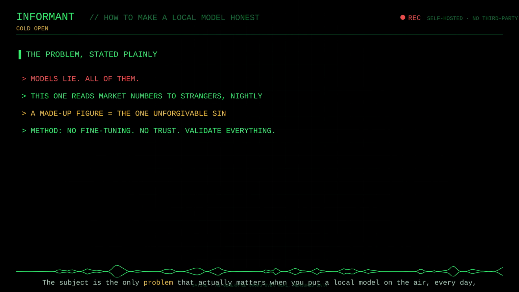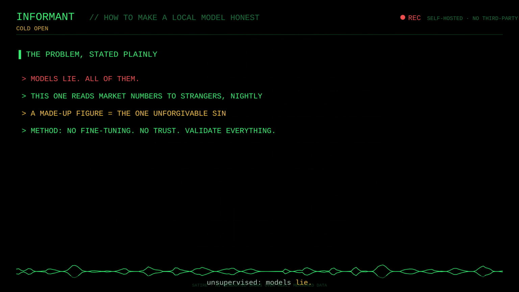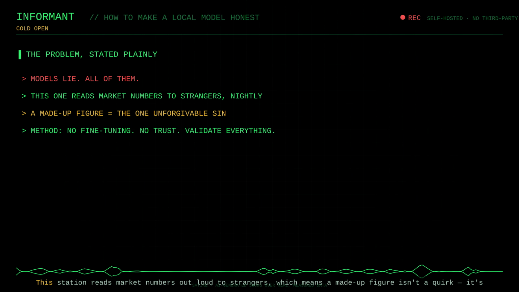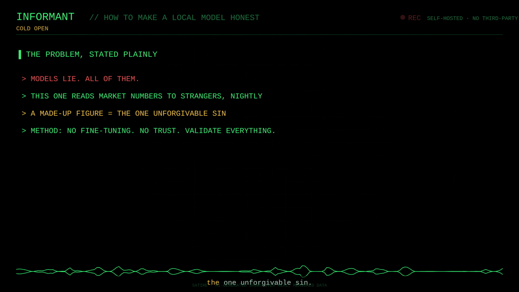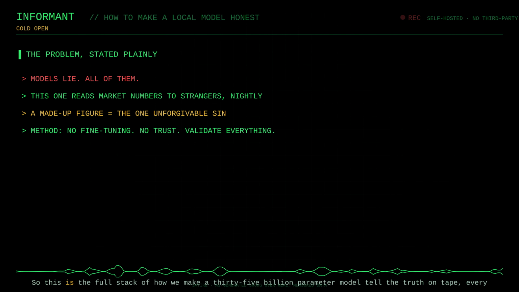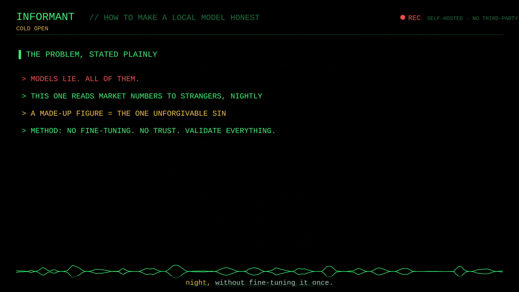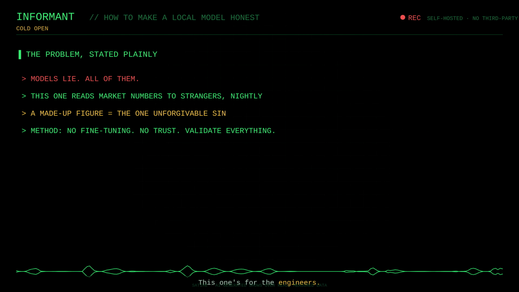The subject is the only problem that actually matters when you put a local model on the air. Every day, unsupervised models lie, all of them. Confidently, fluently, and worst of all, plausibly. This station reads market numbers out loud to strangers, which means a made-up figure isn't a quirk, it's the one unforgivable sin. So this is the full stack of how we make a 35 billion parameter model tell the truth on tape every night without fine-tuning it once. Get comfortable. This one's for the engineers.